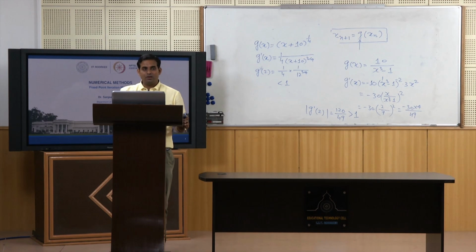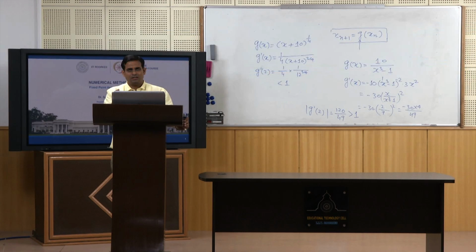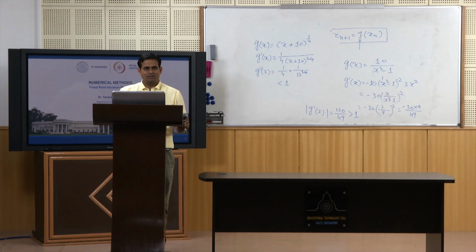Hence, the choice of g matters, and it is happening because if you find out g 3 prime x at x equals 1.8, it is just close to 1, near around 0.9 something, and hence we are taking more number of iterations. Hence, in this method the choice of g is very important for the convergence.